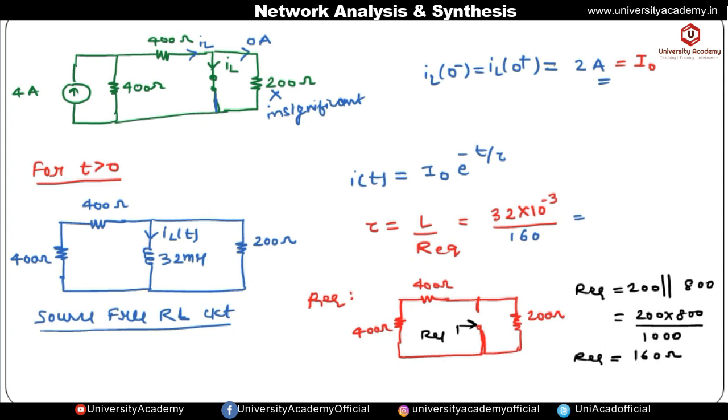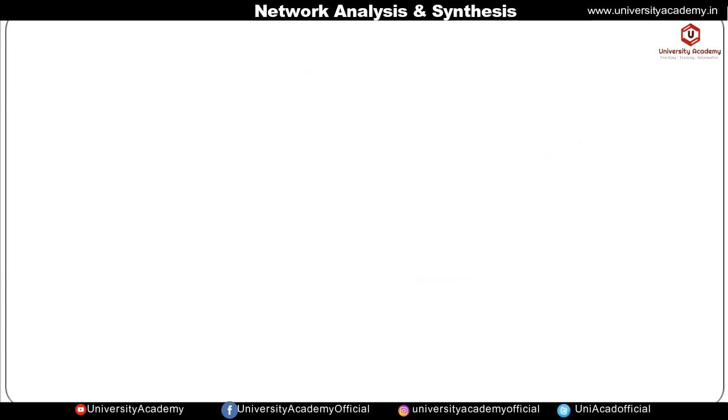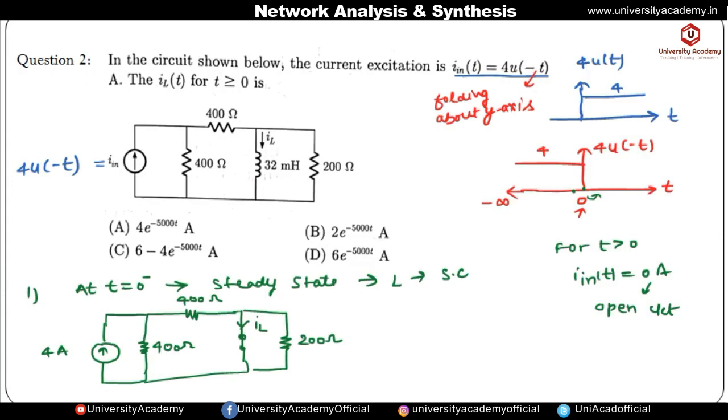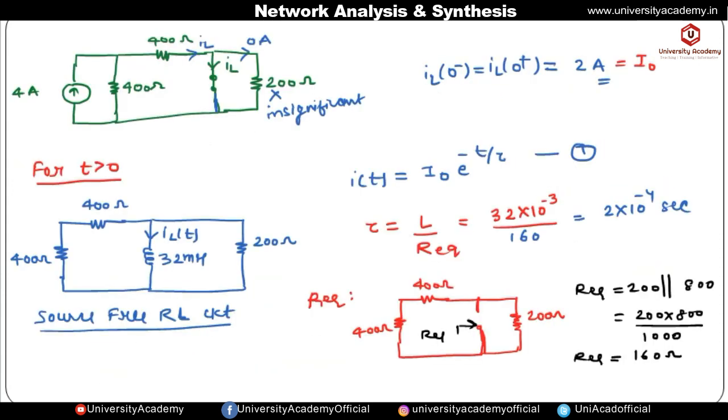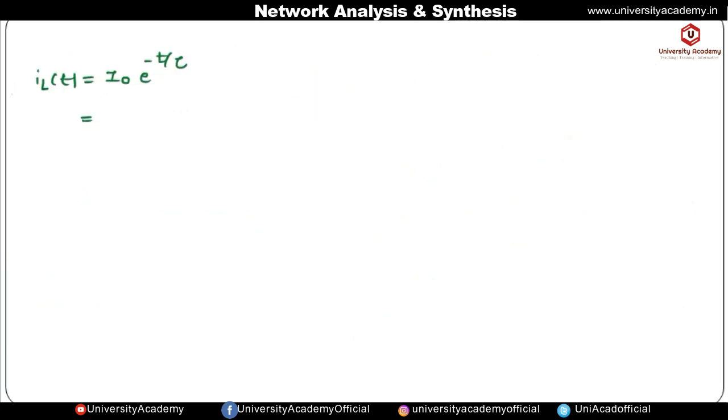So R equivalent we have calculated as 160 ohm. From here the time constant we are getting equal to 2 into 10 to the power minus 4 second. Substitute this value of tau, the time constant, in equation 1, then we get the value of I of t. So the IL of t expression we have obtained as I naught e to the power minus t by tau. I naught, the initial current flowing through the inductor, we have already calculated as 2 ampere. Time constant we have also calculated, so let us substitute the values.